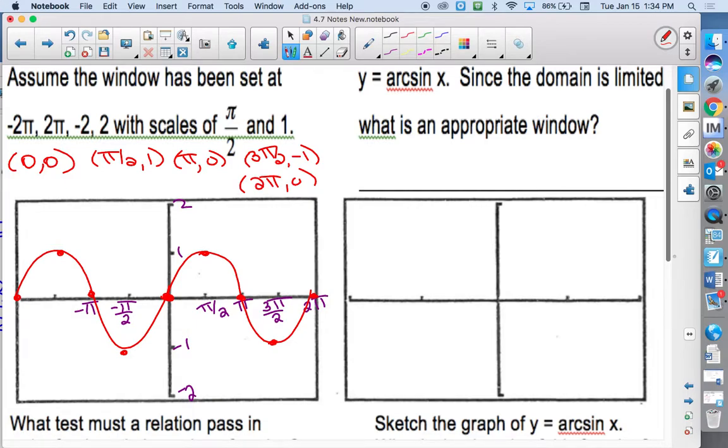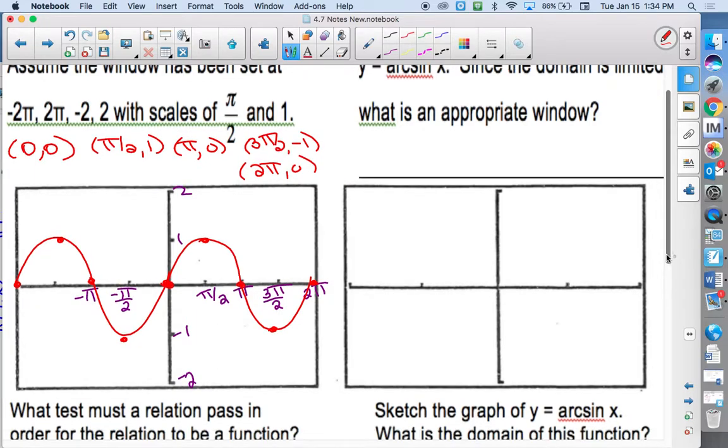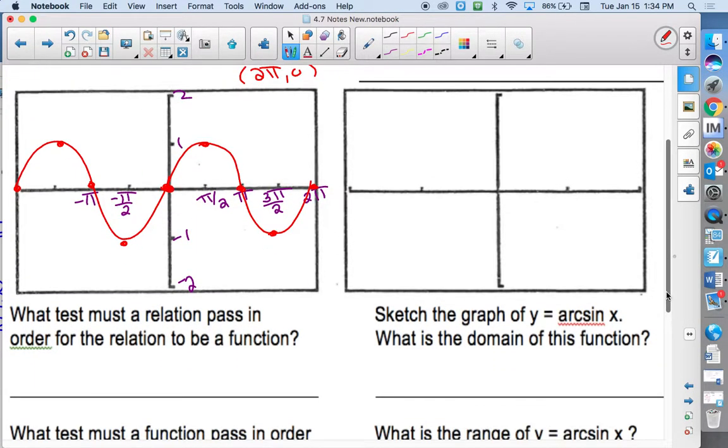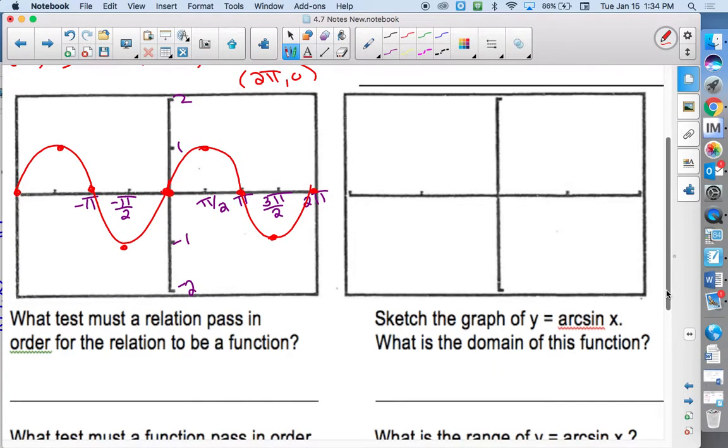So underneath, a little review of what a function is versus why a function has an inverse. First question says, what test must a relation pass, which is any graph. Any graph has a relation, a mapping or an ordering of ordered pairs. So what must a relation pass in order for it to be a function? Kate? The vertical line test.